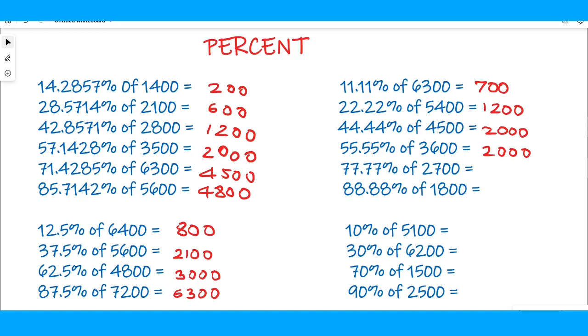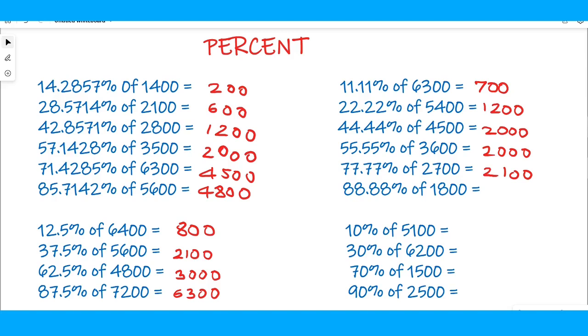77.77% is 7 upon 9. Hence 77.77% of 2700. First we calculate 1 upon 9 of 2700, which is 300. Then 7 times 300 is 2100. So we write 2100. This is 77.77% of 2700.